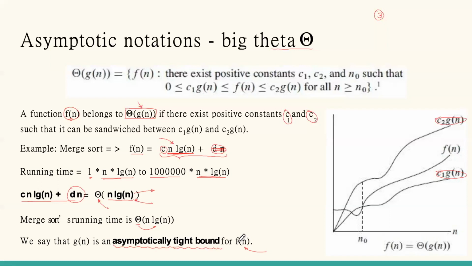Once again, what big theta tells us is that big theta of a function is a running time that is going to be some constant times that function in the best case, and some other constant times that function in the worst case. In other words, it will always be around n log n.